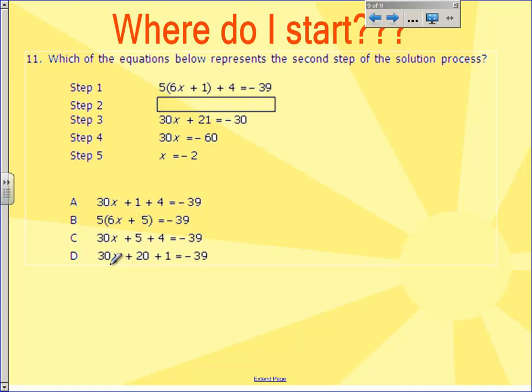Last one is a multiple choice question. They just ask which equation represents the second step of the solution process. So they give you step 1 is the original equation. It's 5 times the quantity of 6x plus 1 plus 4 equals negative 39. And they want to know what's the second step.